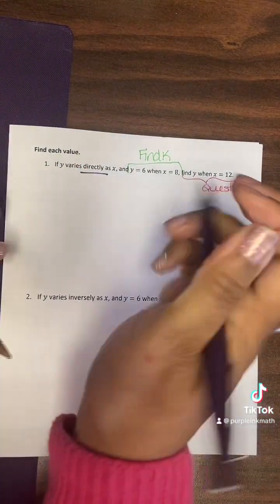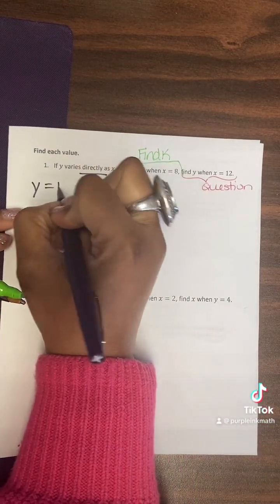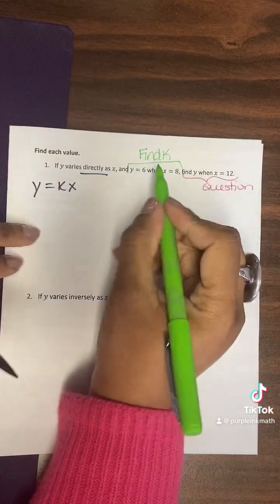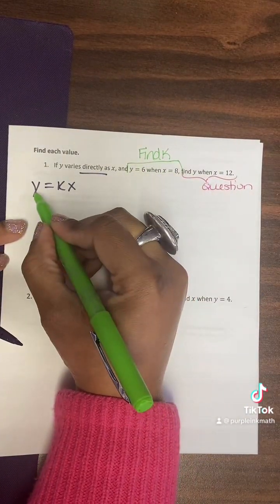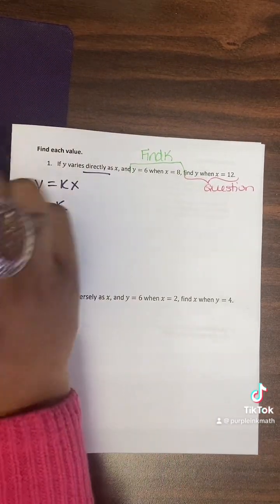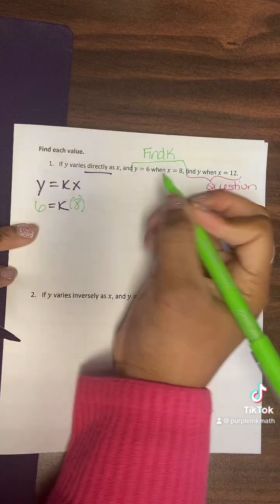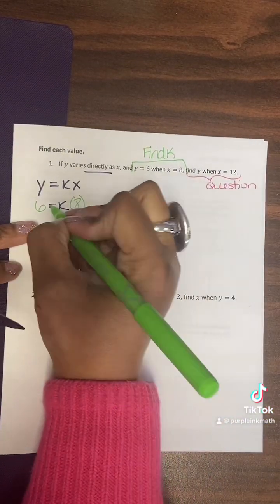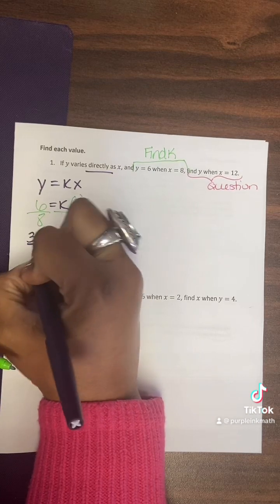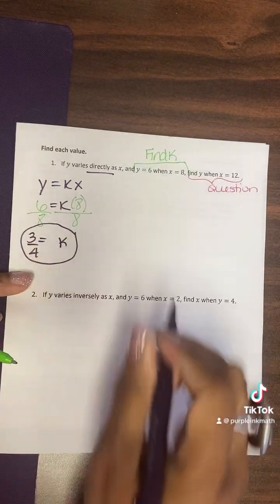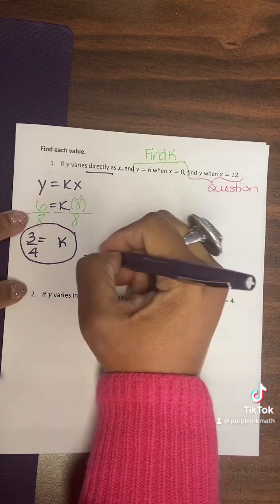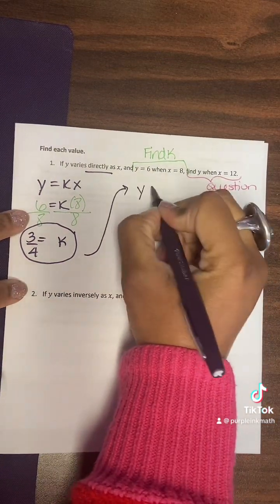Okay, so they told me this was direct. So that's letting me know my equation is y equals k times x. Now I'm going to use the first set of numbers to find k. So they told me y is 6. They told me x is 8. So now I have to solve for k. So I'm going to divide by 8. And I am reducing. So k is 3/4.